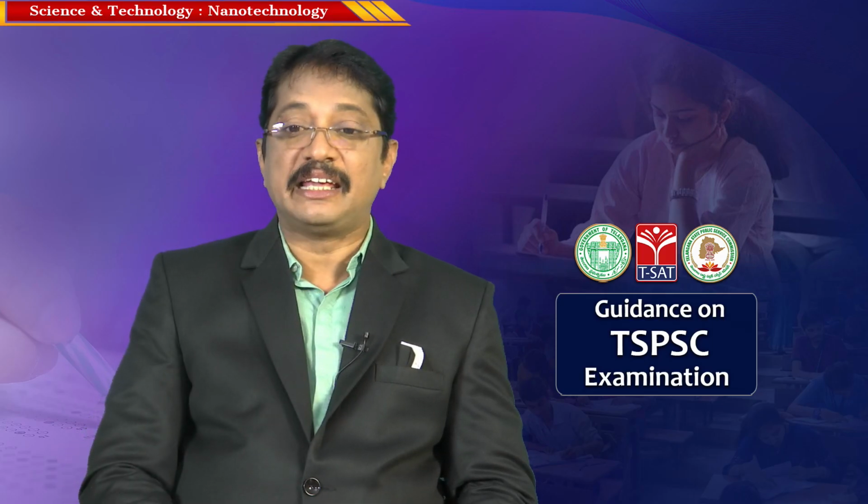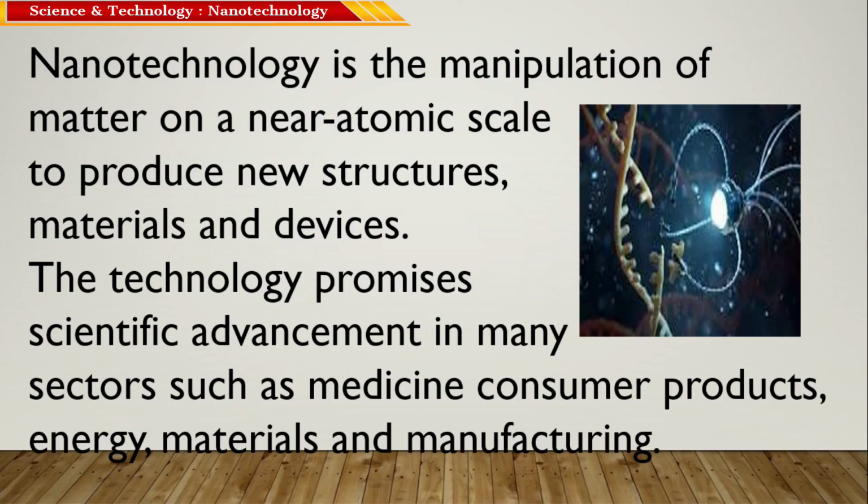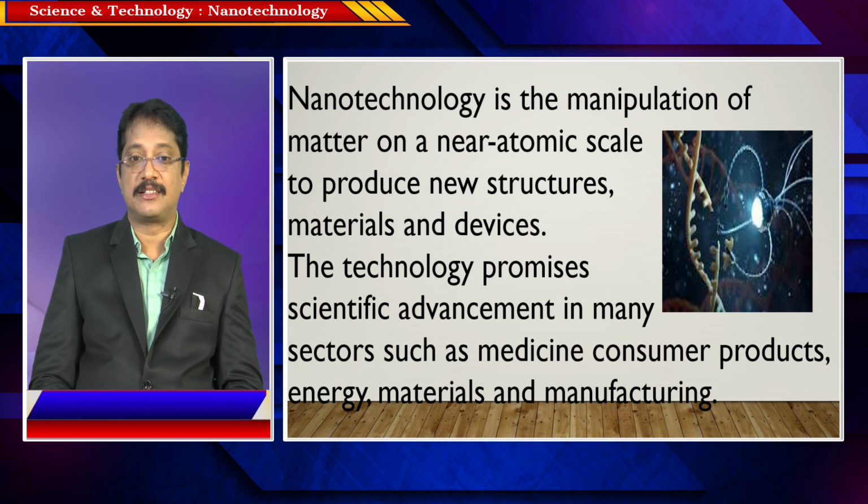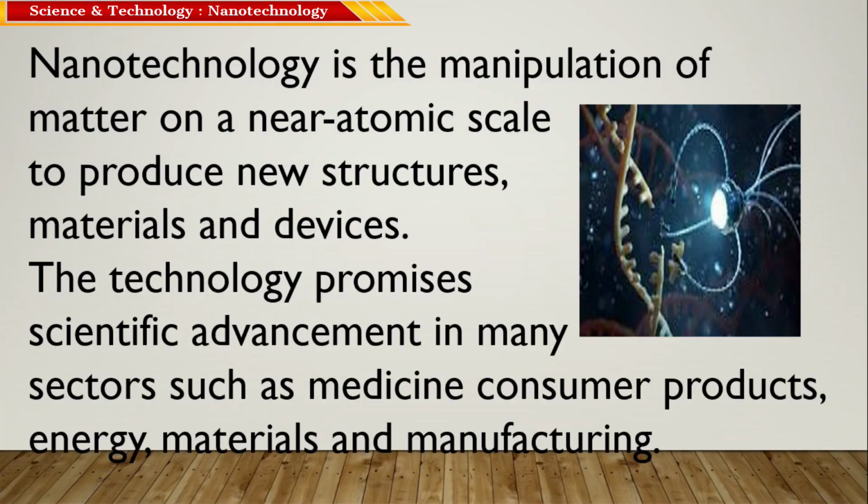Now we are seeing the image of nanotechnology for the atom. Here I'm going to discuss how it is useful in the various branches of science. Nanotechnology is the manipulation of matter on a near atomic scale to produce new structures. Generally 10 power minus 8 meters is called an angstrom unit, and the radius of an atom is generally measured in angstrom units.